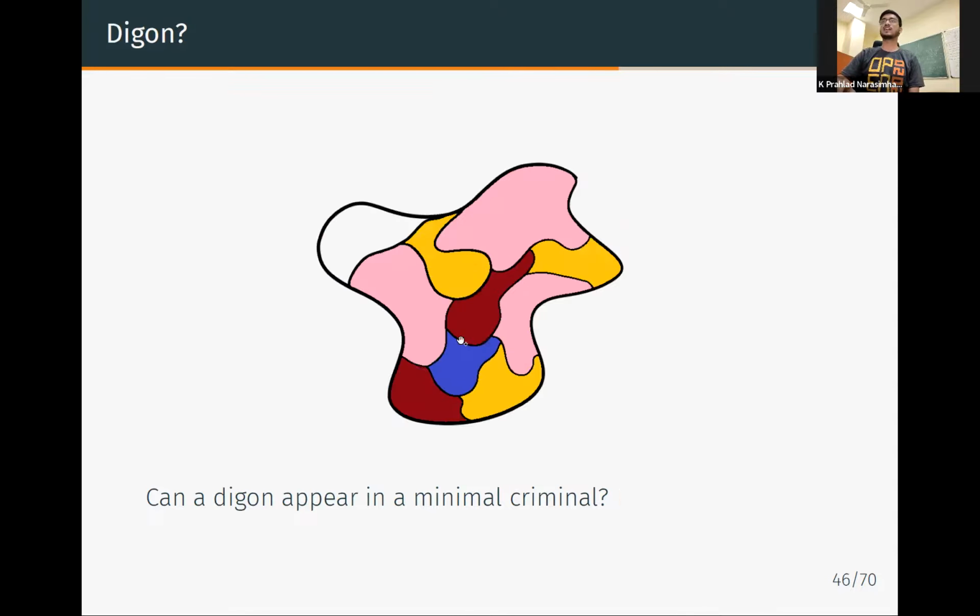What about a digon? So this is Blobland, if you remember. Can a digon appear in a minimal criminal? Nope. Using the same thing that we said before, it has at most 2 neighbors. Just color it with the 3rd color. And also note, this is a 4 coloring of Blobland that we started with. Okay, we had a 7 coloring. Now we've got it down to 4.